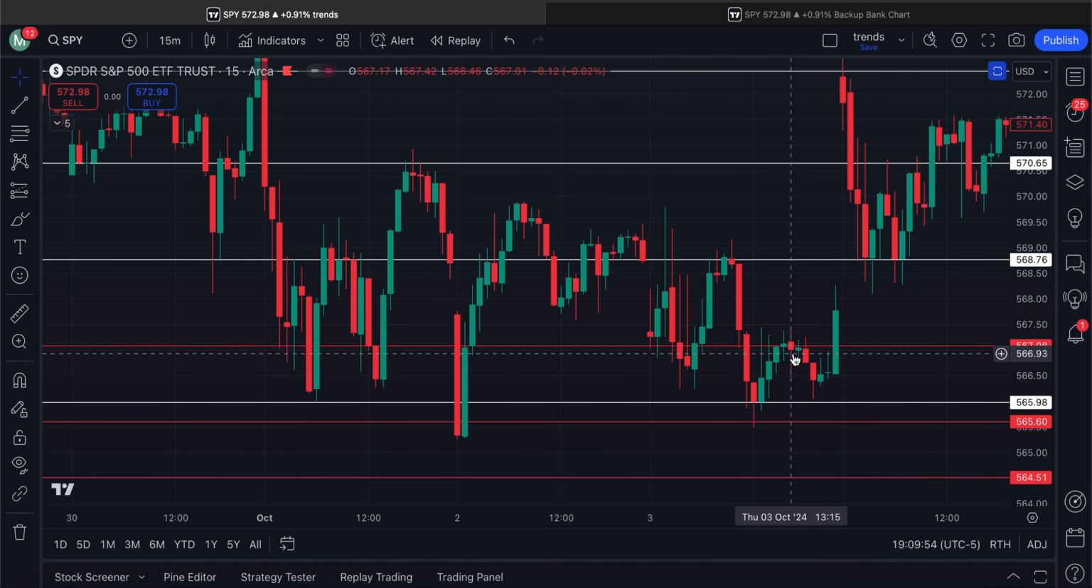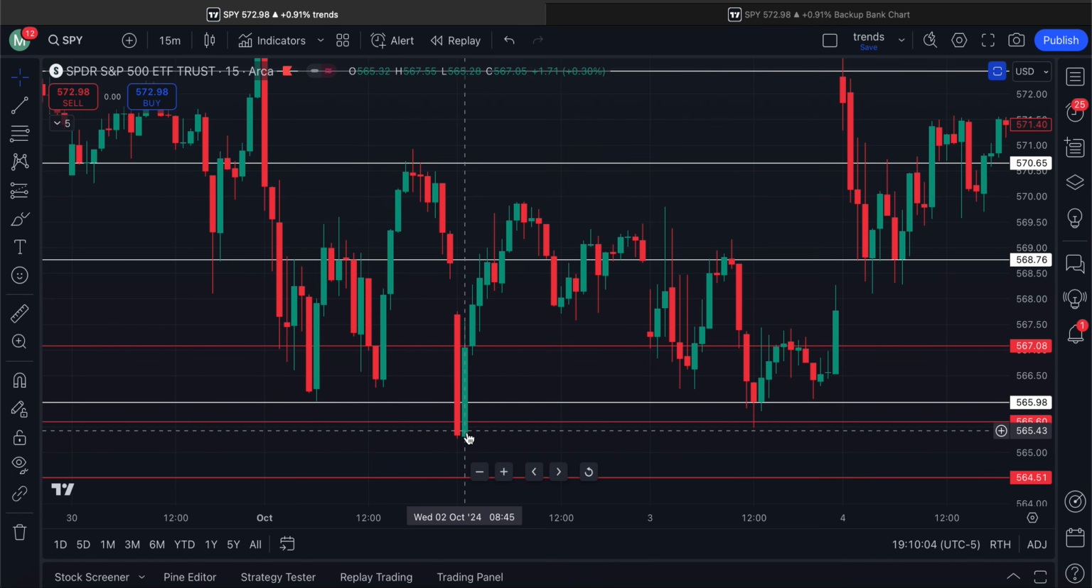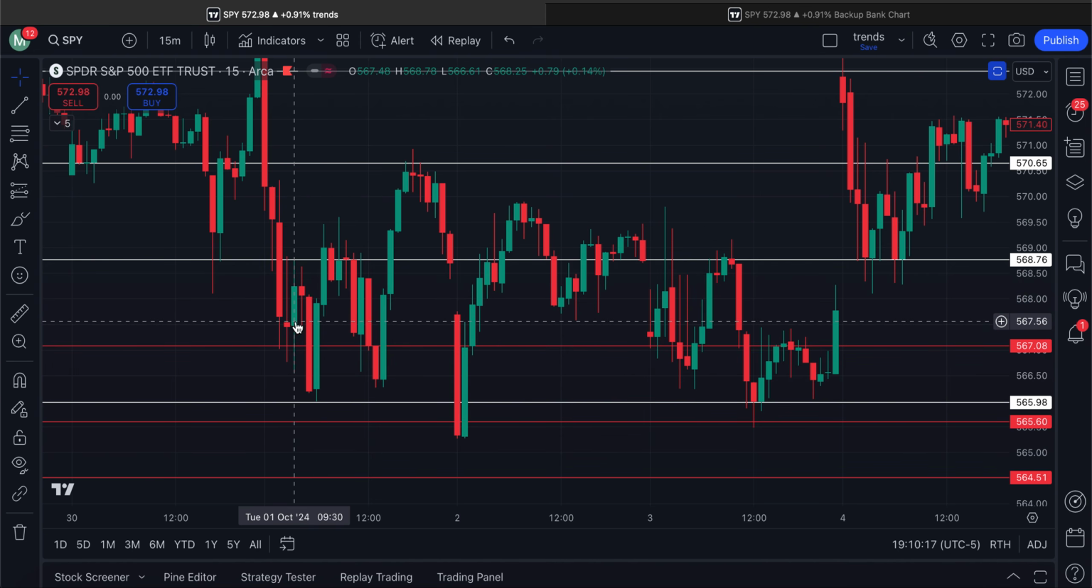565.98, like right here. Attempted a breakout, failed, went back into the zone, went back to test our key pivot, held our key pivot, saw the upside right here. Right away pushed above our key pivot, closed above our key pivot in our demand zone, gave us the upside.